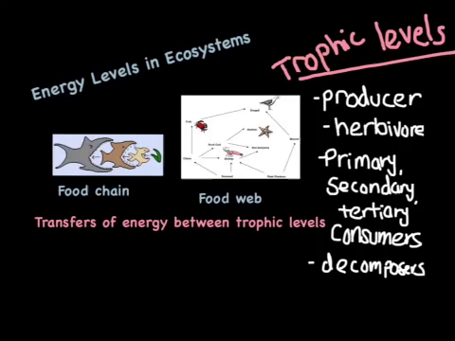Next is the energy levels in ecosystems, which can be explained by a food chain or a food web, which is a more complex version of a food chain. They are basically transfers of energy between trophic levels. Trophic levels can start at the producer, which is most likely a plant. Then there's an herbivore, which is next eaten by the primary, secondary, and tertiary consumers, whose dead bodies are basically eaten by decomposers.